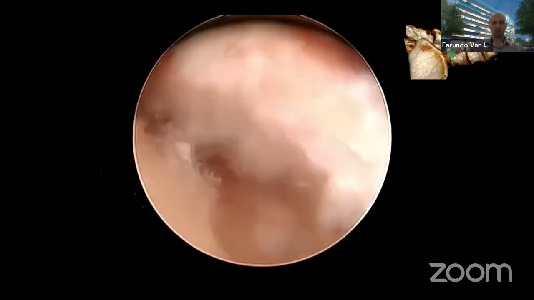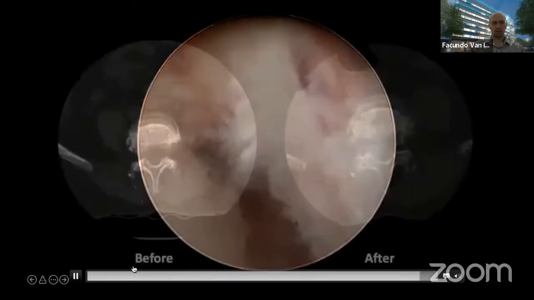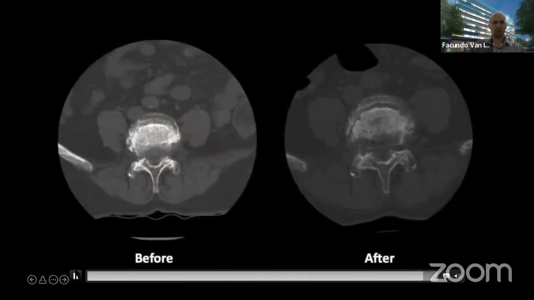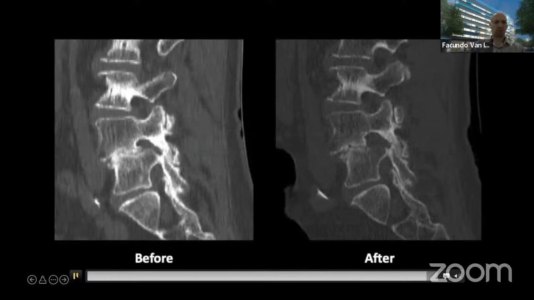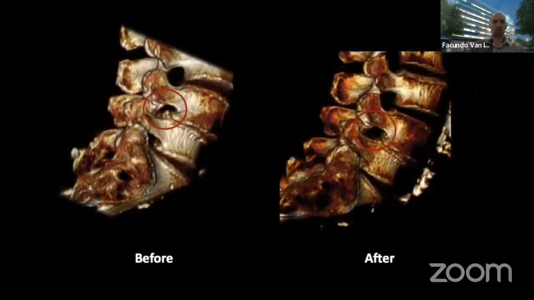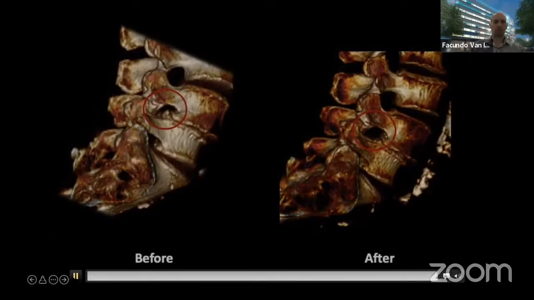It's really nice to see the postoperative CT scan, especially in the sagittal plane, where you can see the restituted foramen. Here we had this osteophytes compressing the nerve root, and here there's an absence of compression that reflects in the patient's evolution. Here's the 3D reconstruction.